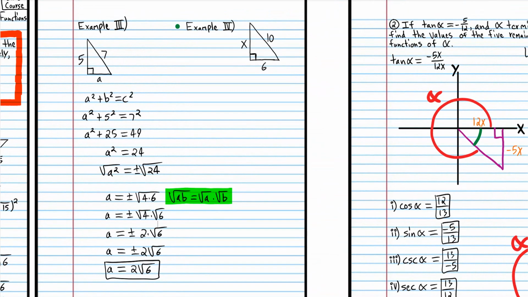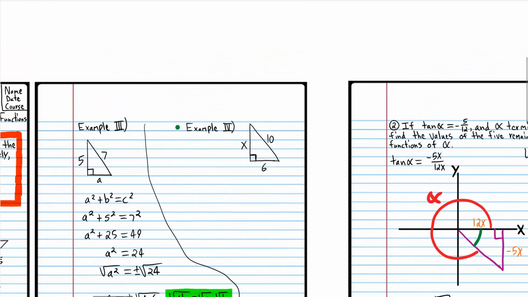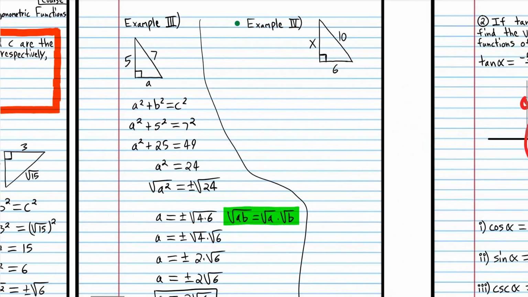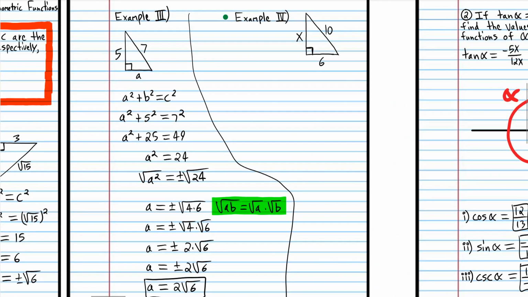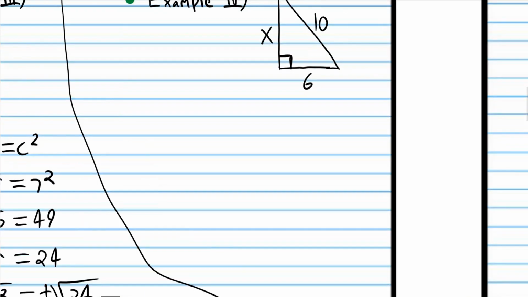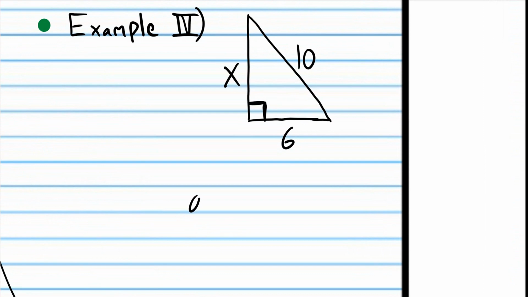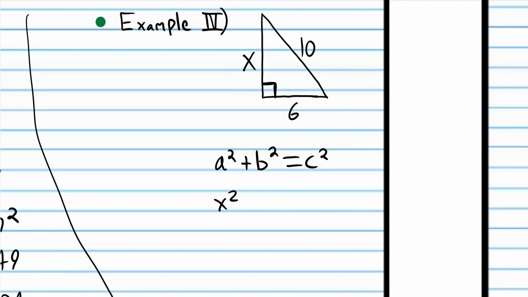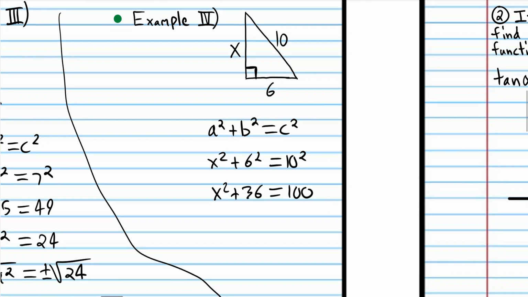So now it's your turn. Go ahead and try example 4. And when you come back, we'll do it together. All right, we're back. So x is one of the legs of the right triangle. 10 is the hypotenuse.